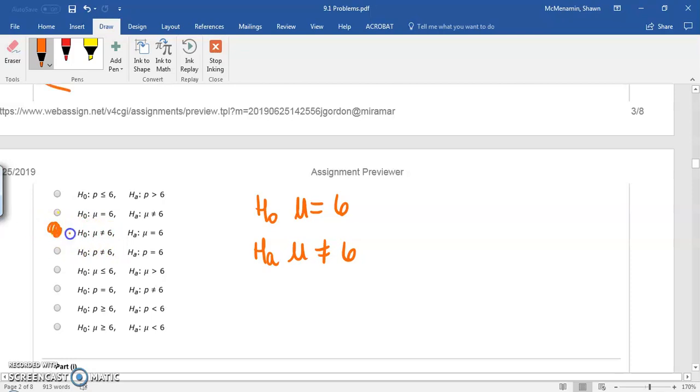Oh, nope, that would not be correct because the null has to have an equal sign. So it's this one. So the null equals 6 and the alternative is not equal to 6. Remember, null has to have equals, less than or equal to, greater than or equal to. It's the HA that has not equal to, less than or greater than. So those are our only options.